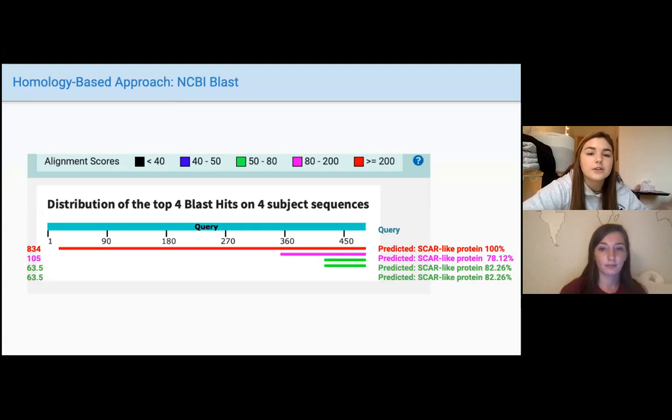Then we did a homology-based approach using NCBI BLAST. We wanted to confirm our predicted model from the ab initio model. Using this, we found 4 expressed sequence tags that were derived from our matching cDNA clones. We had 4 matches. 1 was a 100% match, 2 were 82.26%, and 1 was a 78.12% match.